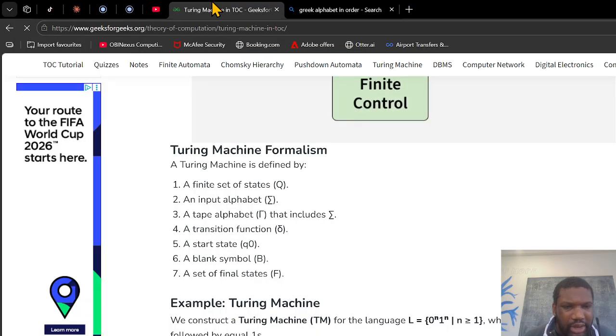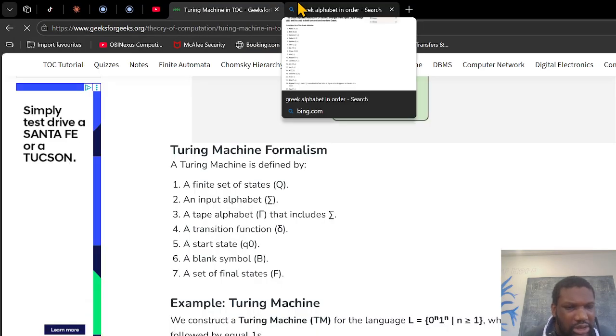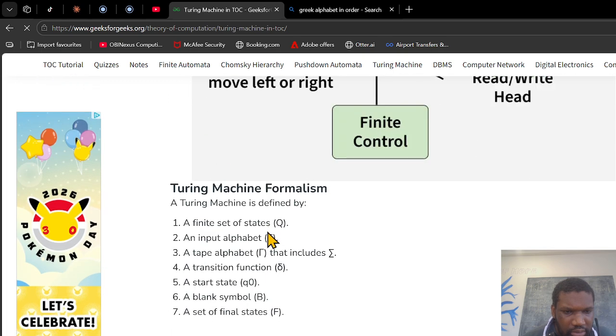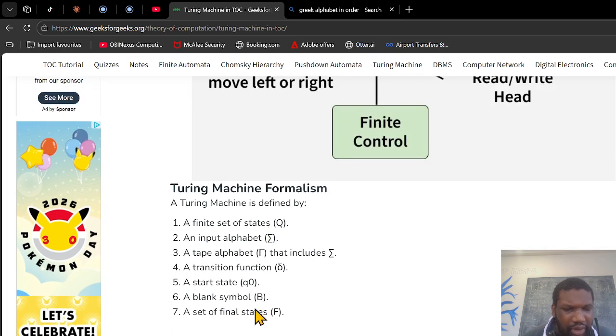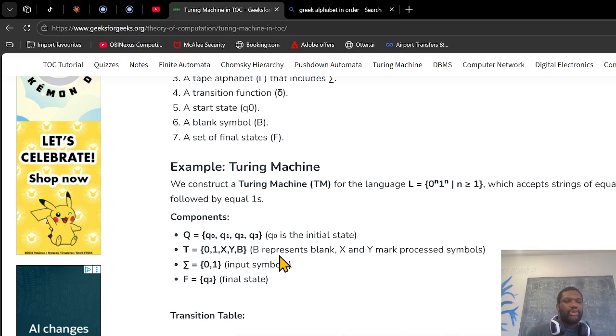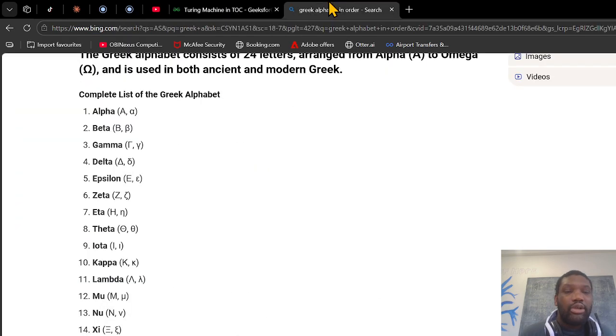So you're going to have the delta alphabet and the start symbol Q0. Now, a blank symbol will be B, and the first symbol is the blank symbol. So you're going to read and write to this system. You move from left to right. So this is basically a program profiler.